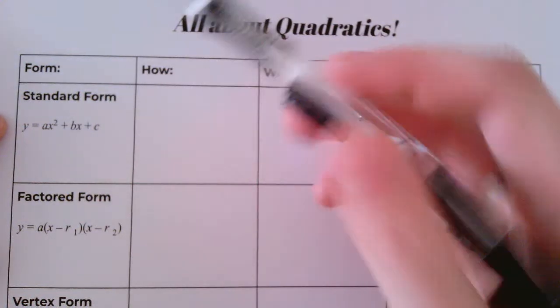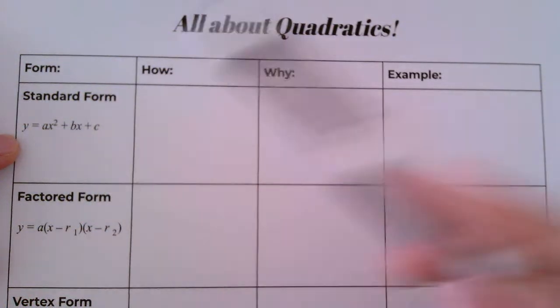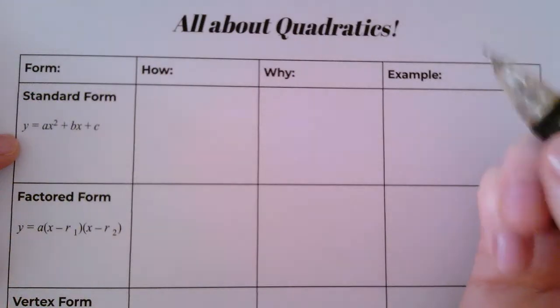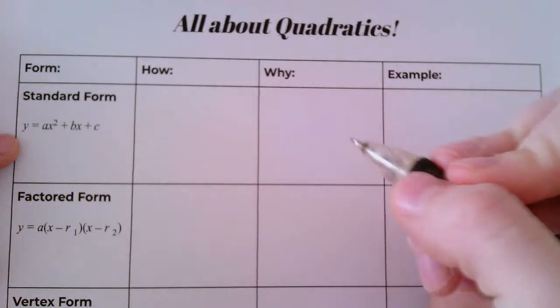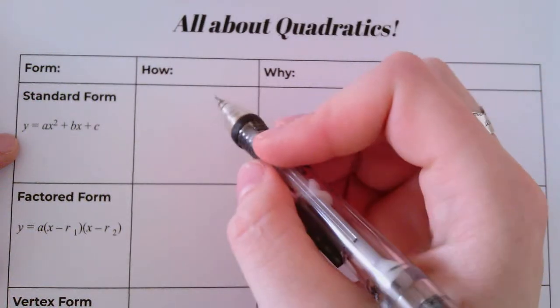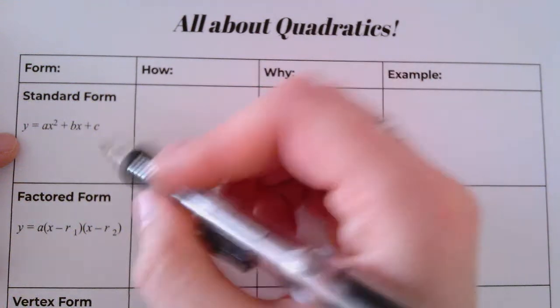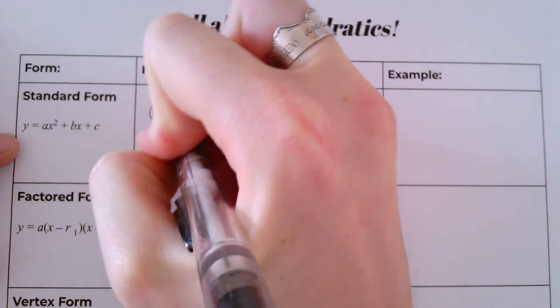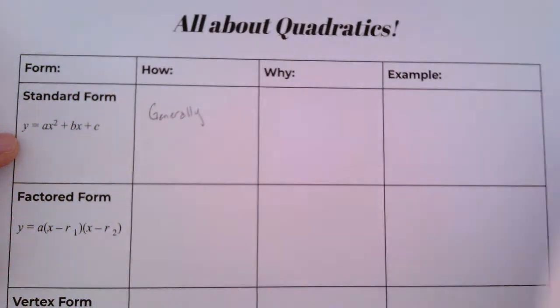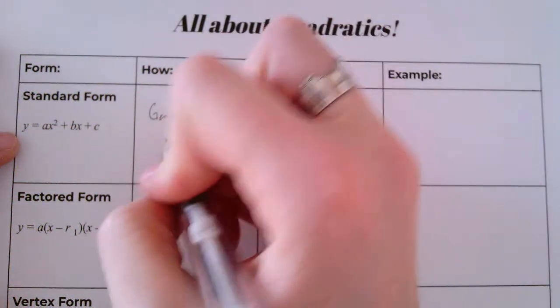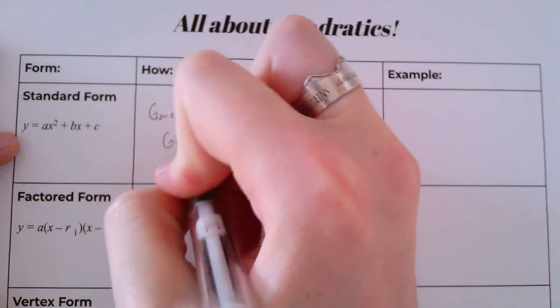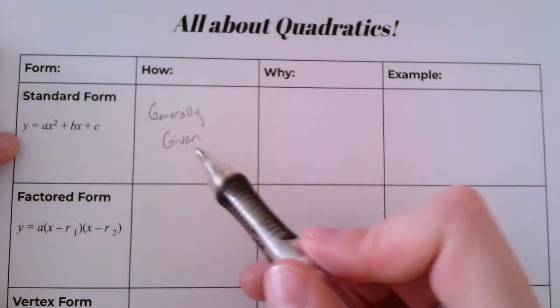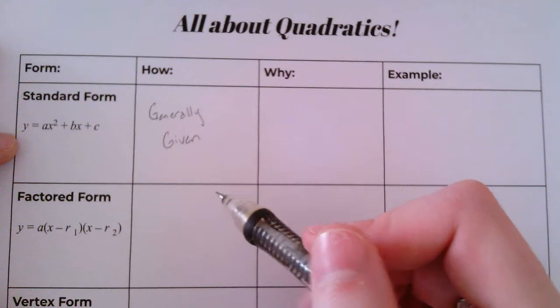So standard form is the one that looks like ax squared plus bx plus c, where a, b, and c are number coefficients. And this form is generally given to you. So how do we find standard form? Well, it's generally given to you. If you are given factored form or vertex form, you can multiply those out to find standard form. But this one is generally given to you, so you don't have to do anything.